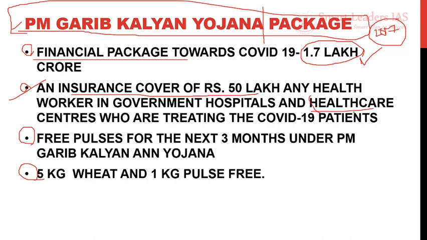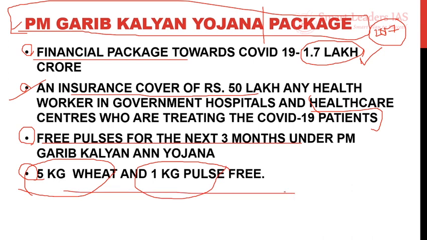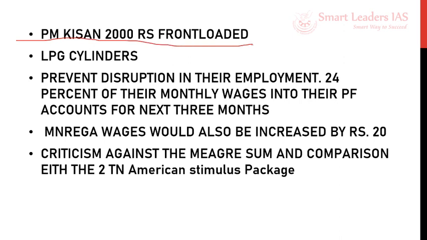Healthcare workers doesn't necessarily mean just the nurses and the doctors. It refers to all ward boys, all administrative personnel, everybody who is involved, and even the ones who are providing sanitation work. Any of them who has the possibility of contracting corona by rendering the services will be given an insurance cover. Free pulses will be given for the next 3 months. Along with that, 5 kg wheat and 1 kg pulses will also be given free to each household under the PM Garib Kalyan Anna Yojana.